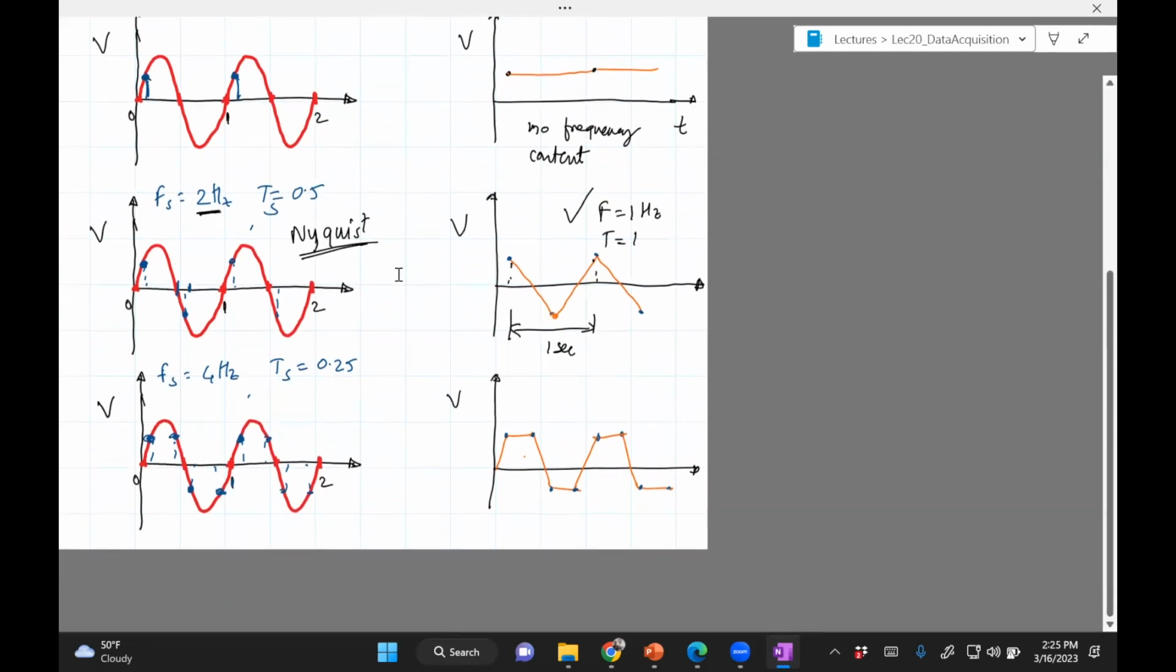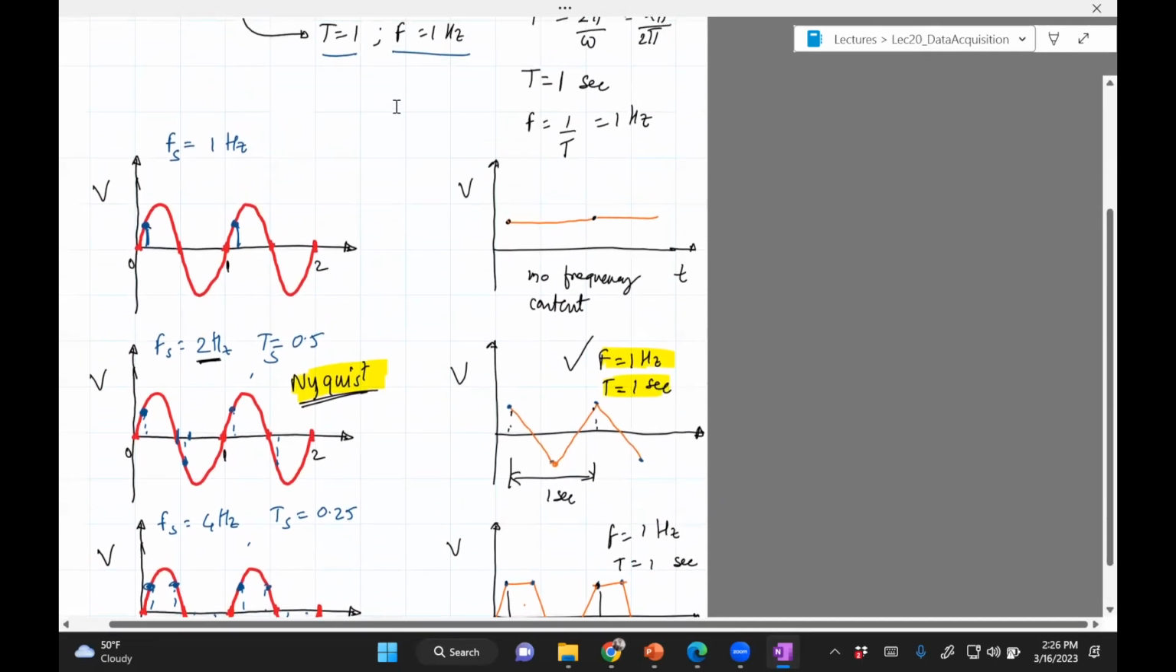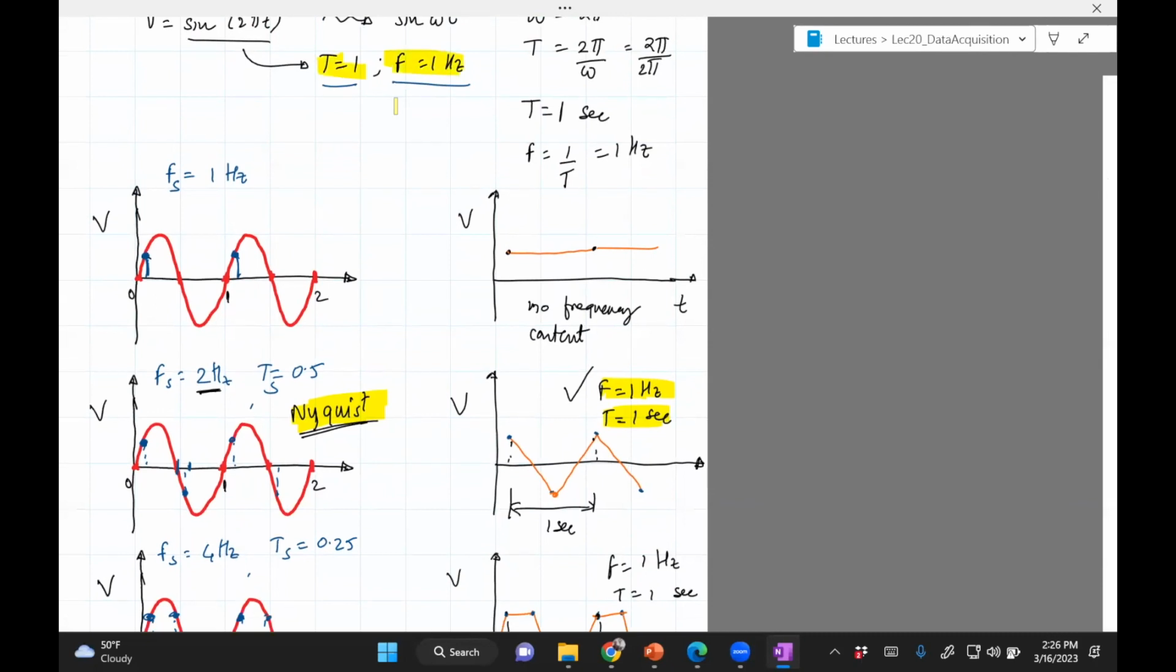What happens if we go 4 times the Nyquist, 4 times the maximum frequency? Again, we'll have the same thing, which is between this peak and this peak, we have 1 second. So this also predicts 1 hertz, time period 1 second. Okay, so in a way, this example illustrates that the Nyquist frequency is very important because it is able to reproduce the natural frequency of the signal.